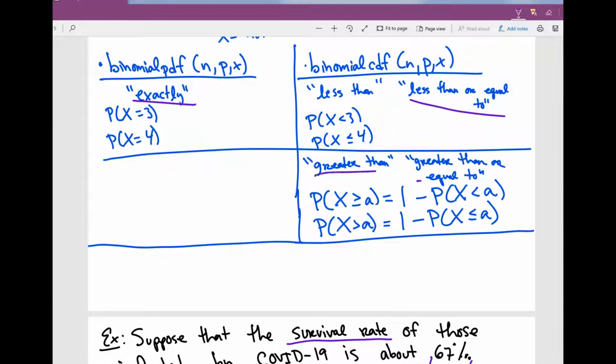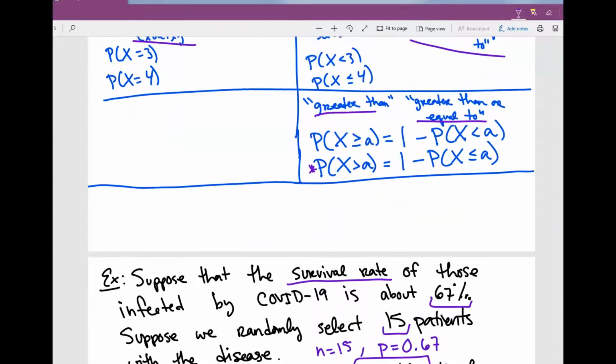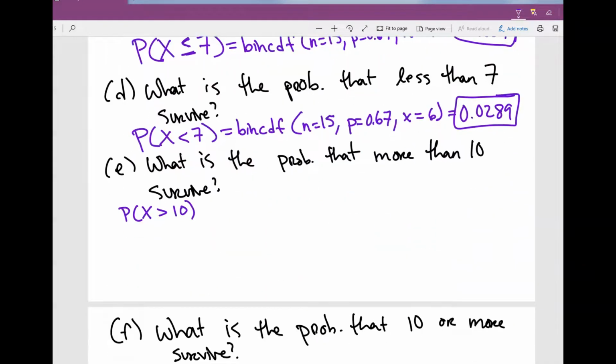So when it's greater than, you're going to have to follow these directions. In this case, we have the second case. We're going to write the probability of X being greater than 10 is equal to 1 minus the probability of X being less than or equal to 10. Notice that the sign switched and we put an equal to. Once we find that, we subtract it from 1, and that gives us everything that's greater than.